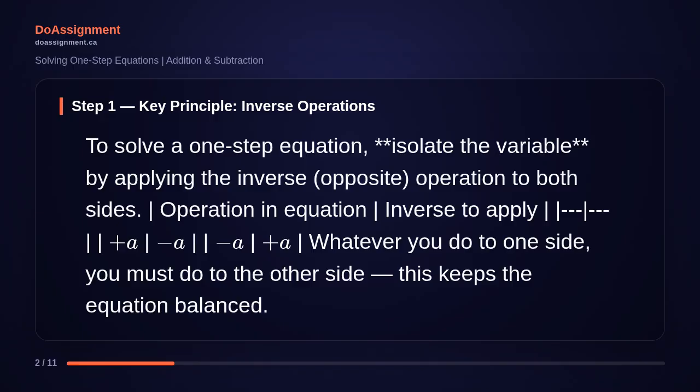The core idea is to get the variable alone on one side. We do that by applying the opposite operation to both sides. If a number is being added to the variable, we subtract it from both sides. If a number is being subtracted, we add it to both sides. The equation stays balanced as long as we treat both sides the same way.